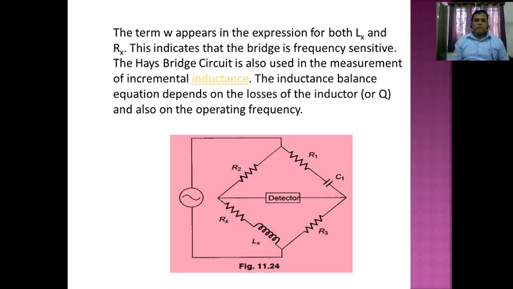Now the term omega appears in the expressions for both Lx and Rx. This indicates that the bridge is frequency sensitive. That means if omega is involved in the expressions for the inductance and resistance values, then we say the bridge is frequency sensitive, since omega is involved in the bridge balancing condition.